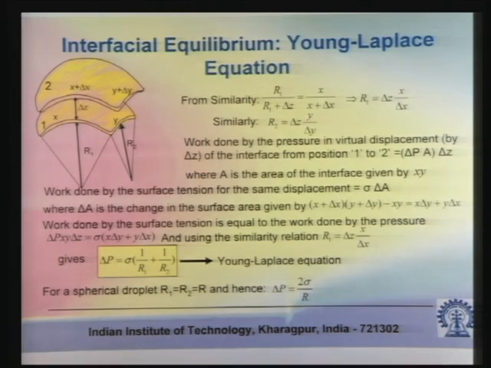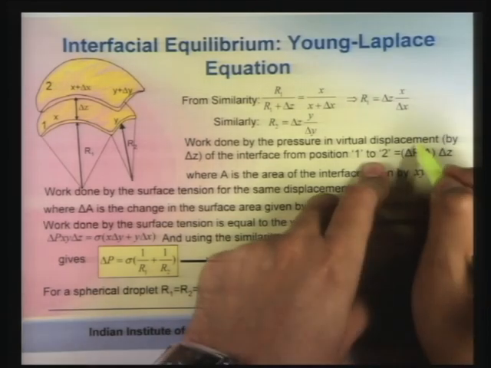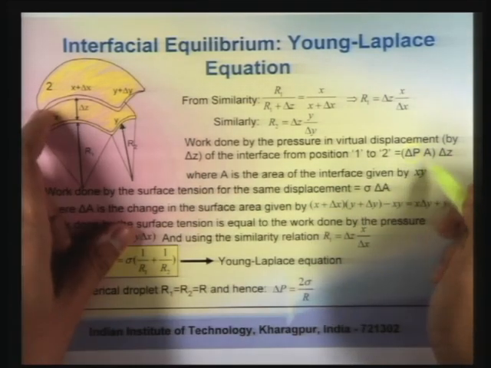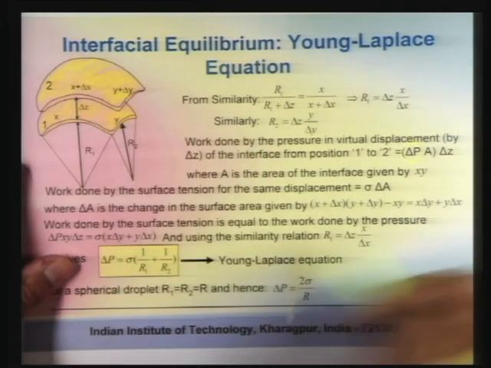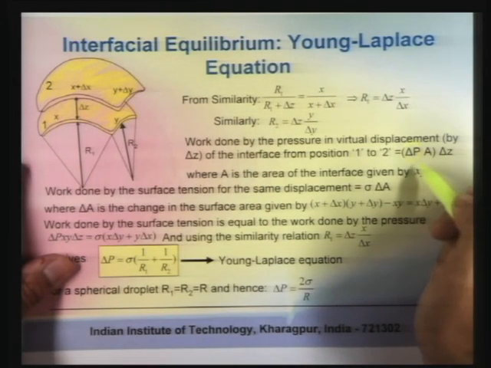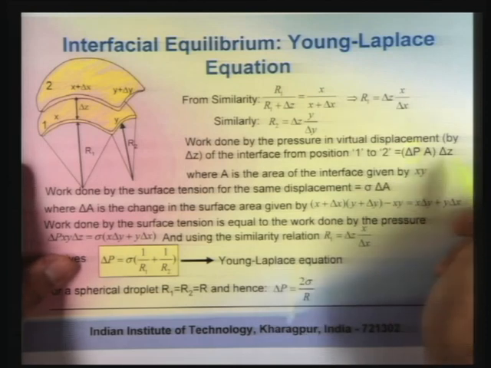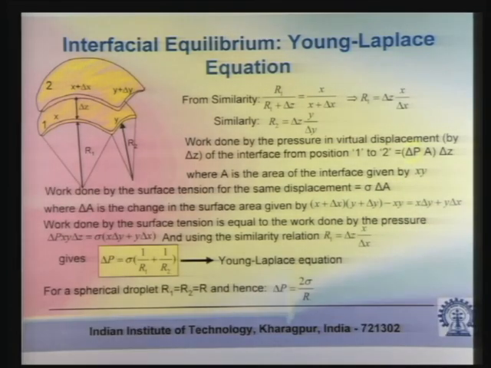We have just now conceptually understood that this curvature of the interface implicitly means there is a pressure difference across the two sides, across the convex and the concave side. So if delta P is the pressure difference, and A is the surface area, which is nothing but x into y, and delta Z is the displacement along the normal direction, then the work done by the pressure in virtual displacement is delta P into A into delta Z. Delta P into A is the force, times delta Z is the work done.